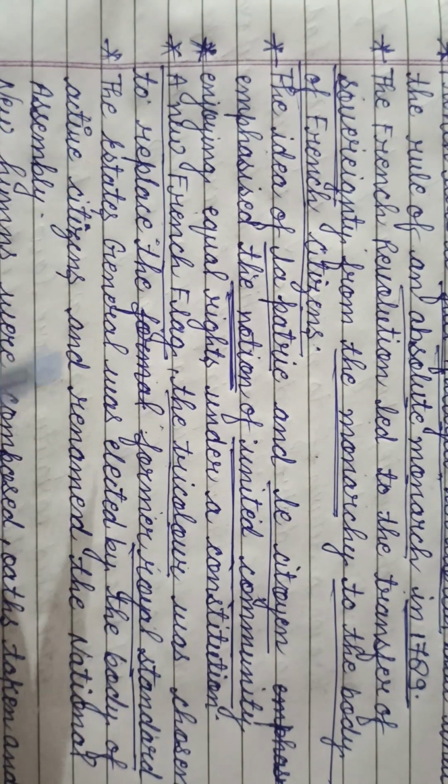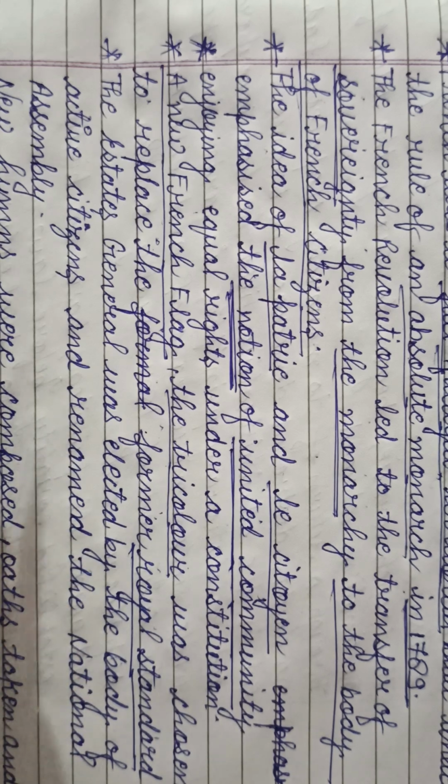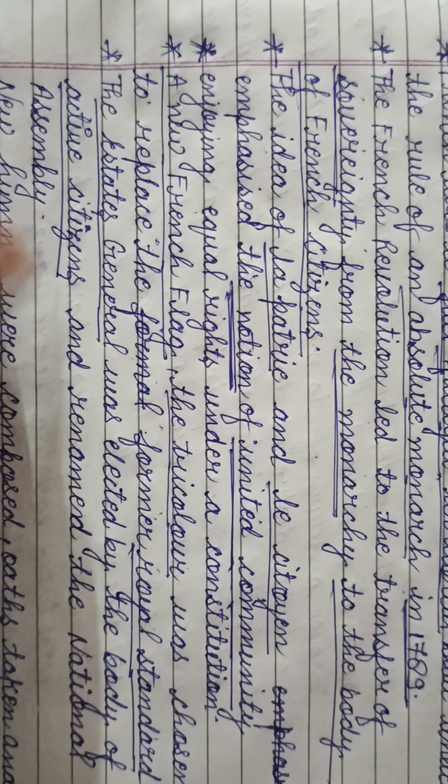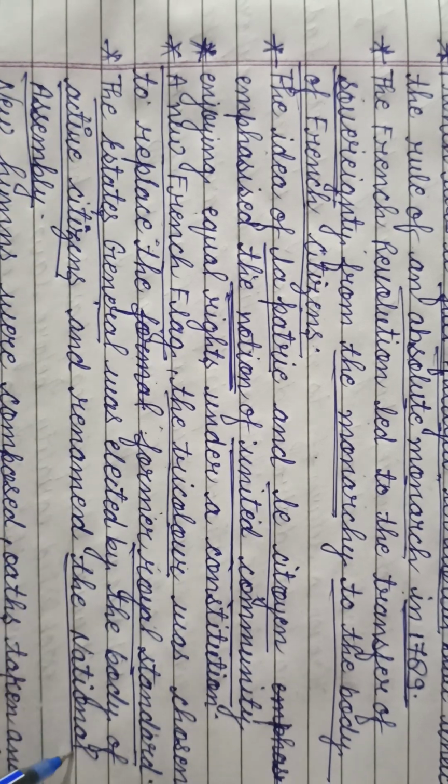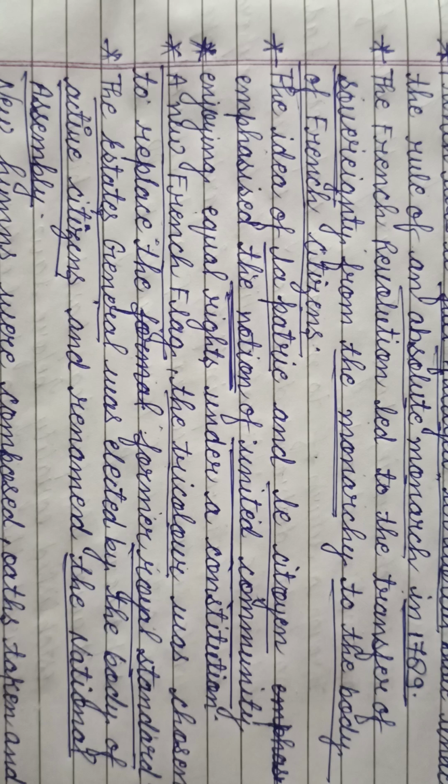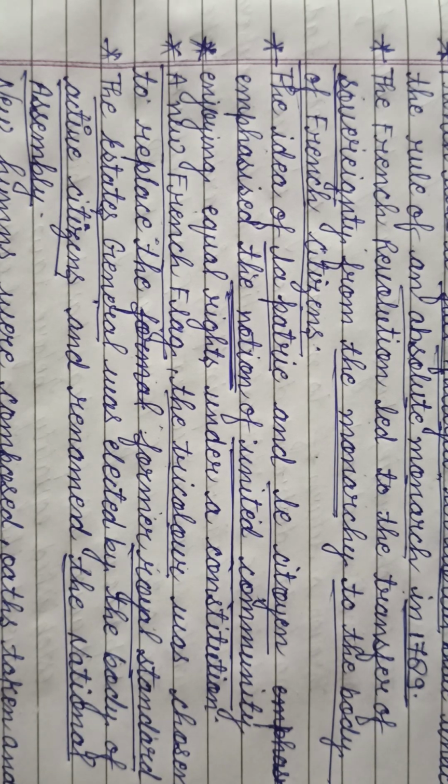The next point says the States General was elected by the body of active citizens. Active citizens means the citizens who had the right to vote. The States General was renamed the National Assembly. Before the revolution they were the States General; after the revolution they were called the National Assembly, which was the parliament of that country.